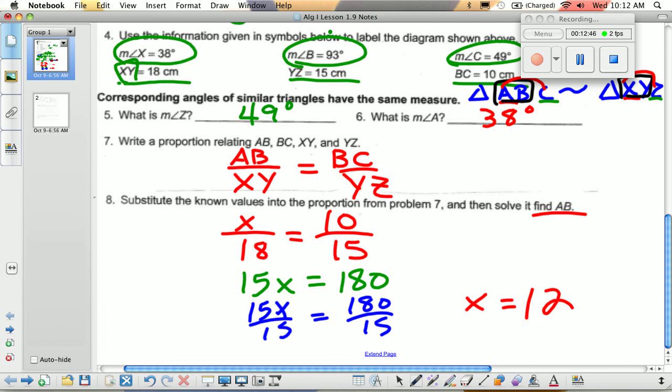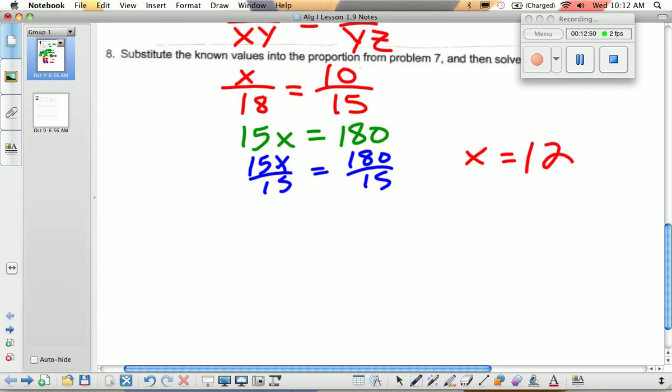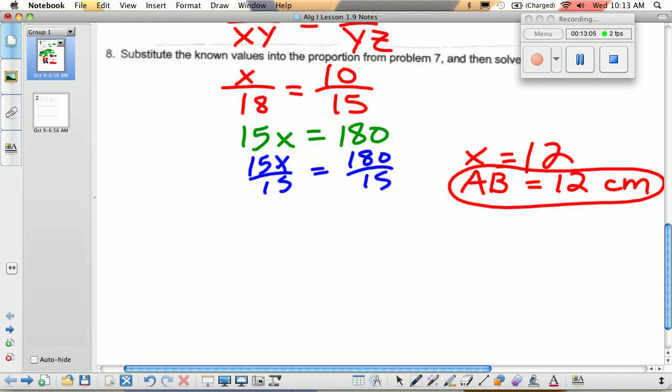So how would we write our final answer? We're not going to leave it as X. We would write it as the length of AB. Remember, no line segment above it means length, right? Length of AB equals 12 centimeters. There's our final answer right there.